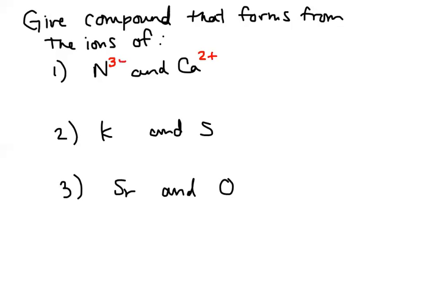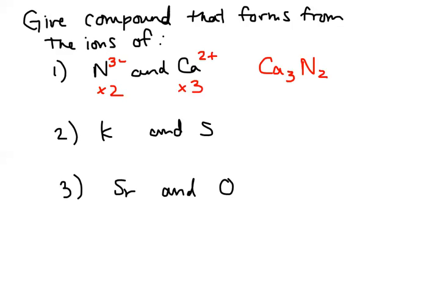So what do we have to do to both of those? Yeah, we have to find the lowest common denominator, so we have to multiply N times 2 because we want a total of -6 charge. And calcium, we want a total of +6 charge, so we're going to do times 3. Which comes first? Calcium, because it's always cation, then anion. So it's going to be Ca3N2.